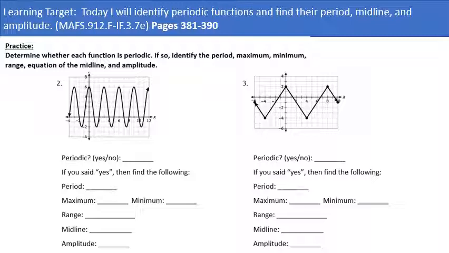Number 2, periodic, yes or no? We'll take a look at this. Do they all appear to be at the same height? Yes. Do they all appear to be at the same low point? Yes. So the maximum value and the minimum value appear to be the same. Is this graph spread out evenly? Does it appear to be happening at the same kind of rate or frequency? And I'm going to say yes. So I'm going to say yes, this is a periodic function. And because we answered yes, we've got to answer all of these other things underneath.